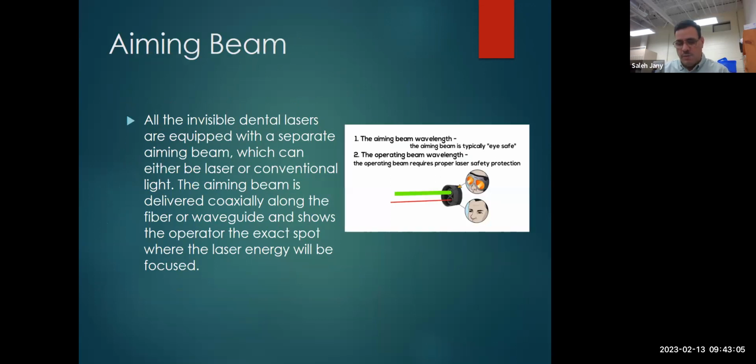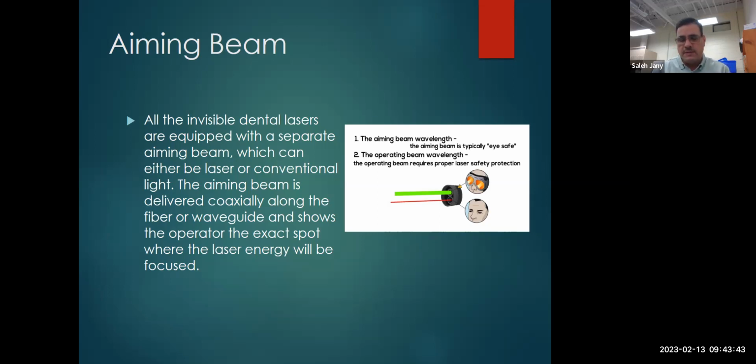Also, imagine you work with Nd:YAG. Nd:YAG is in the infrared. CO2 is in the far infrared. They are not visible. So we need another laser, which is called the aiming beam. Aiming beam is another laser. It's usually a low energy laser that can tell you where the cutting will be. So there's an aiming beam and there's an active beam. All the infrared or ultraviolet lasers have an aiming beam. The aiming beam shows where the tissue is, or where it is going to cut. So the aiming beam is always there.